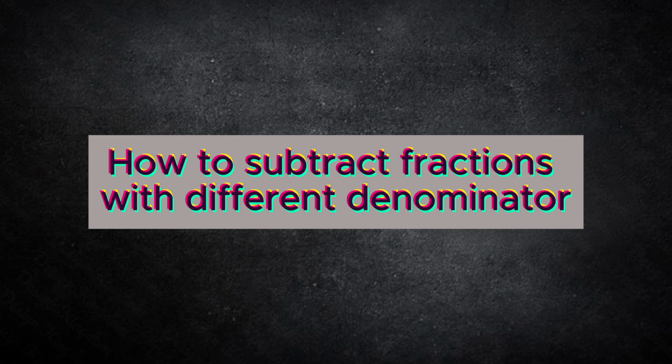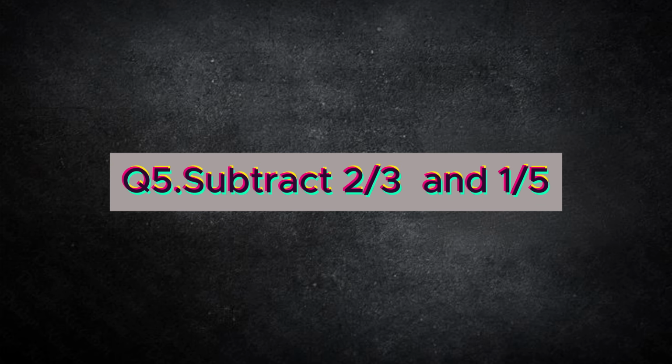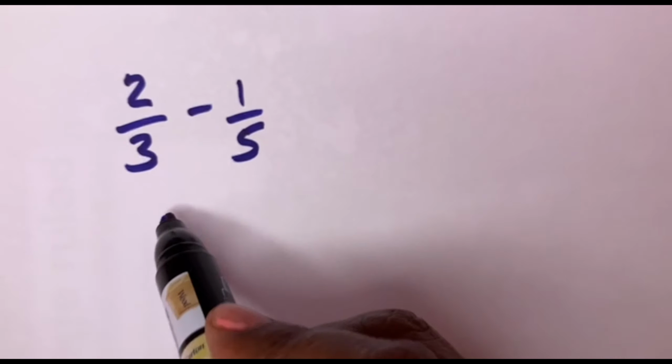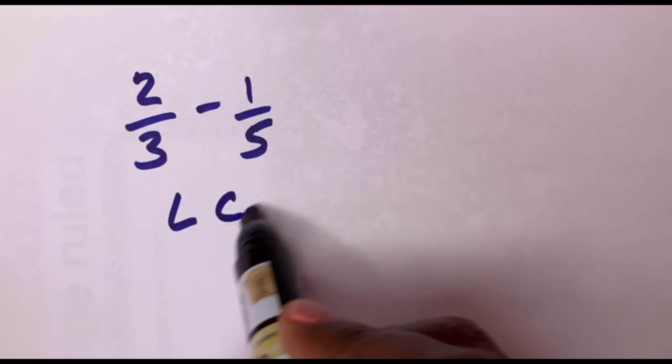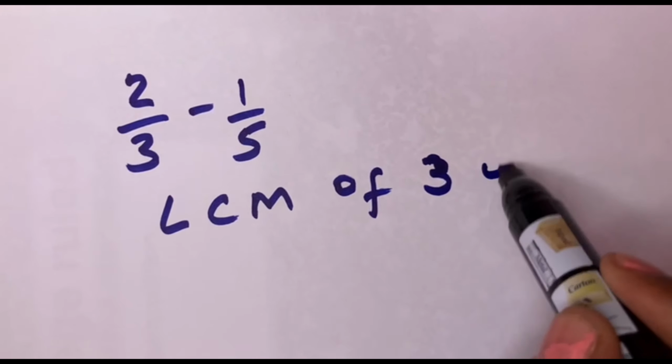Now, what about subtracting with different denominators? The same rule we follow, except we subtract instead of adding the numbers. For example, let's subtract 2 over 3 minus 1 over 5. Again, they are different, so take the LCM of 3 and 5.